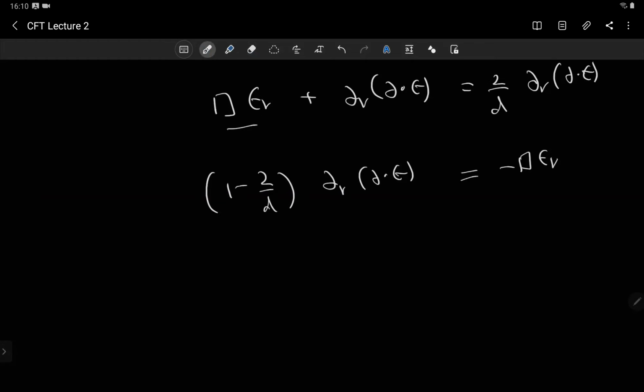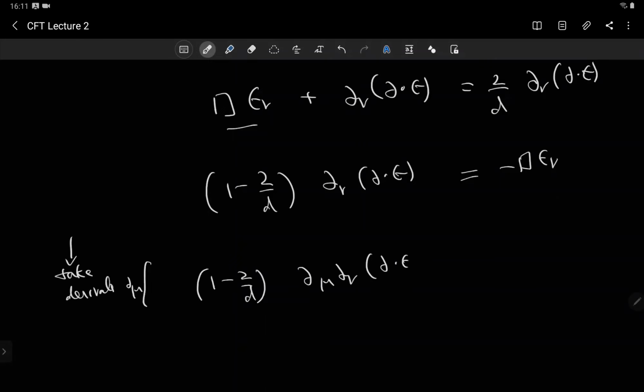Now you take del mu of this equation. Again del mu. So what do you get? You get 1 minus 2 by d. Take del mu. Okay, so if I take the derivative, this is del mu del dot epsilon. Del dot epsilon means del mu del rho epsilon rho, equal to minus box del mu epsilon. Okay.